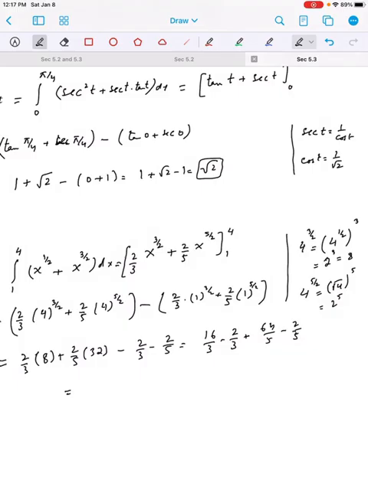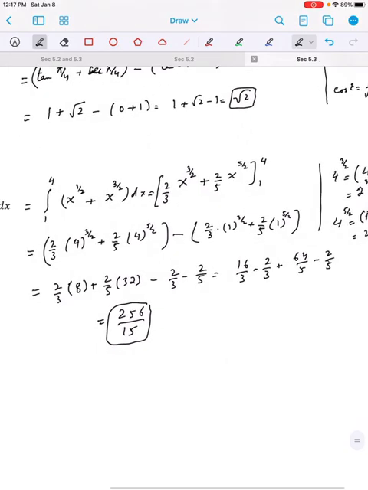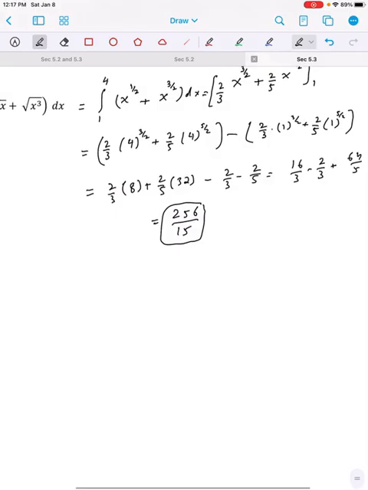Now again, if the question doesn't say find the answer up to 2 decimal places or 3 decimal places, then you leave your answer like this. Do not convert it into decimals. Okay, so this is how we solve definite integrals. Next, we will look at section 5.5.